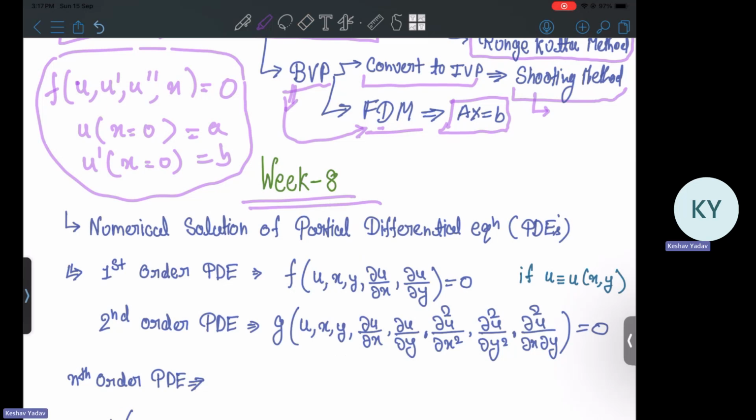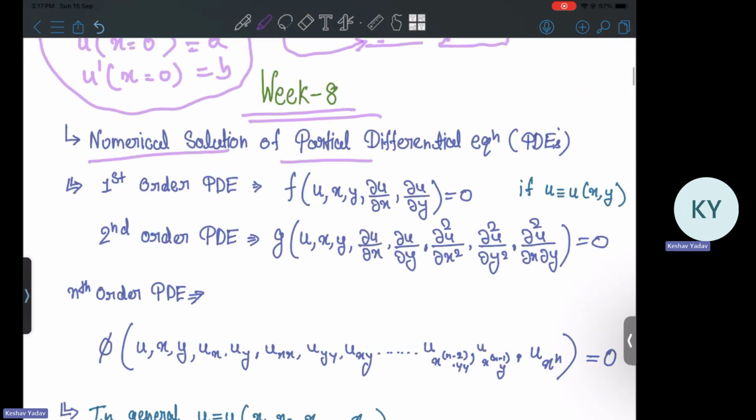In this week, we are going to discuss the numerical solution of partial differential equations. So let us first recap what is a partial differential equation. Whenever we have more than one independent variable, then a partial differential equation comes into the picture.